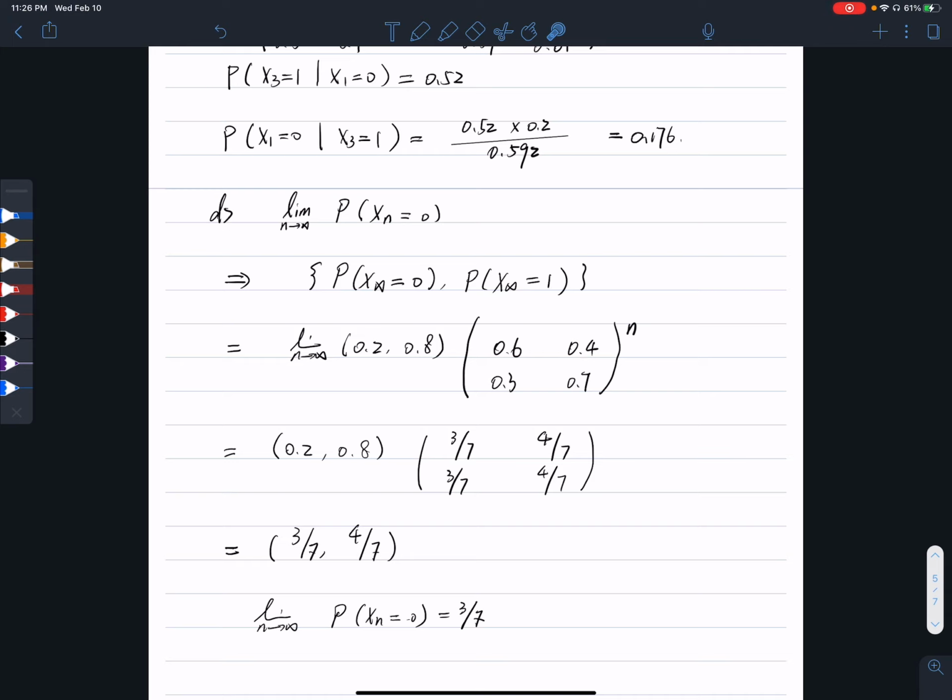For question 4, we want to know the limit of the probability of xn equal to 0. So similarly, from the last question, we know we can use the formula: the probability of x1 equal to 0 and x1 equal to 1, times the conditional probability matrix. This exponent is a k number. If we want to know x3, we just put 3 here, and we can get the probability of x3 equal to 0 and x3 equal to 1. So here we want to know the limit when n approaches infinity.